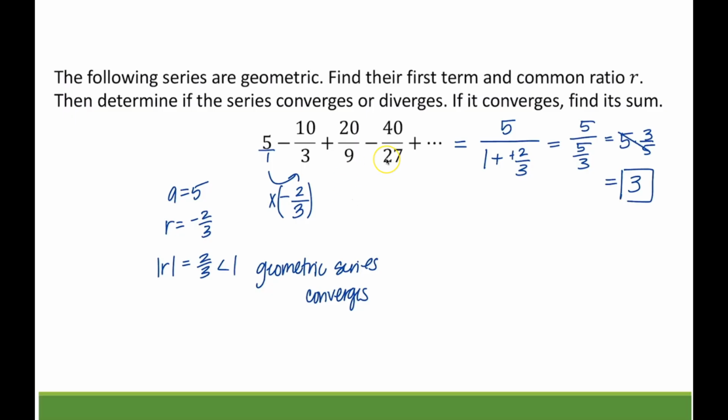Notice that we did not have to write this in summation notation, although if we wanted to, it would be pretty easy because we already have a and r. So we could write the summation notation n equals 0 to infinity of 5 times r, negative 2/3, to the n. We have that starting index of 0 and that power of n here. When we substitute it in, we get that starting term 5.